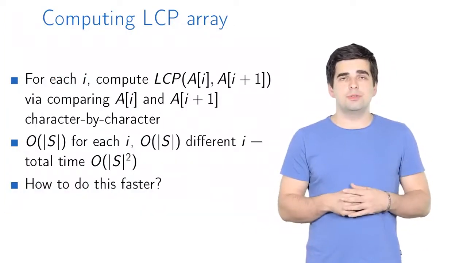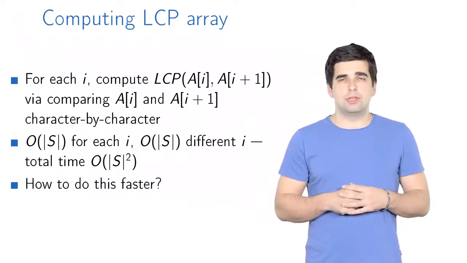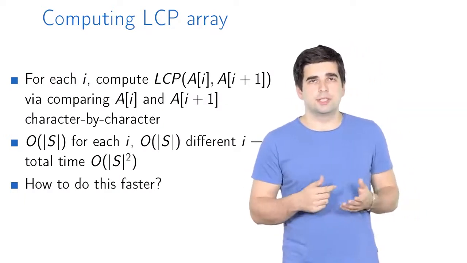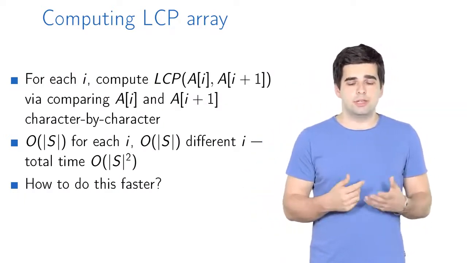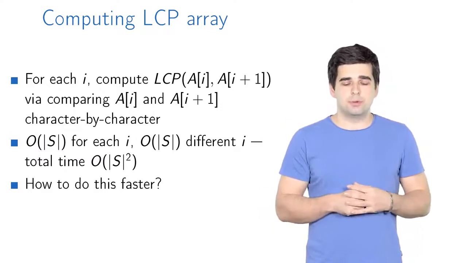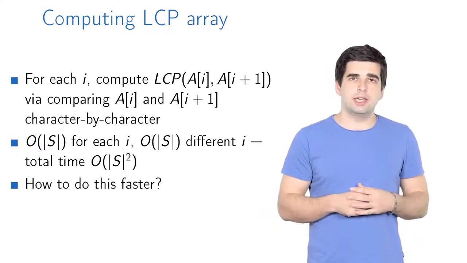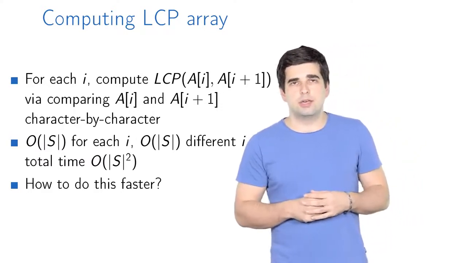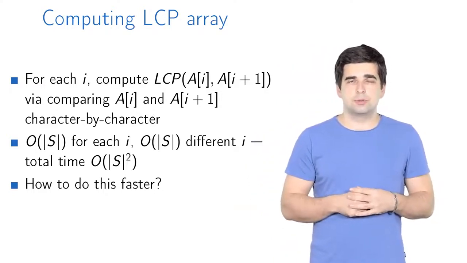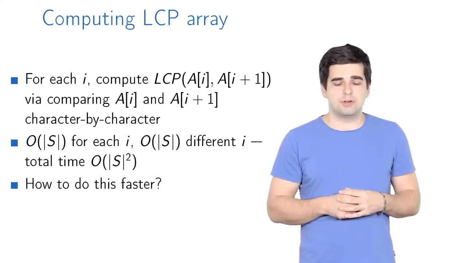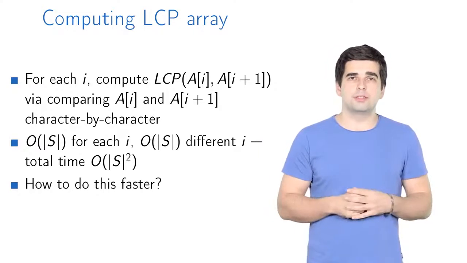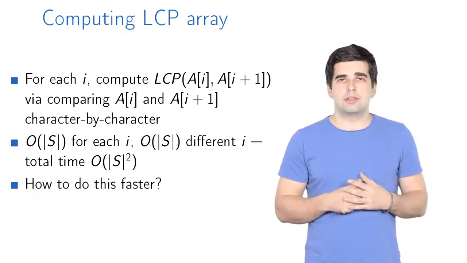Now, how do we compute the LCP array? One variant is to go for each i, compare A_i and A_{i+1} character by character and compute the LCP directly. But this will work in linear time for each i, and in total it will be the length of the string squared, and we want to compute everything in linear time. So how to do that faster? And you will learn that in the next video.